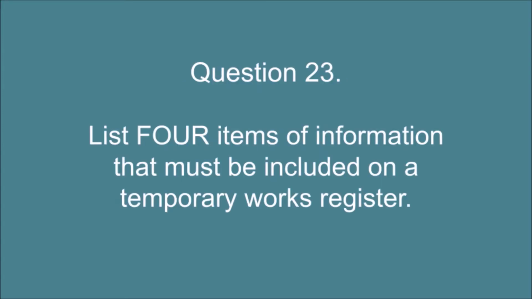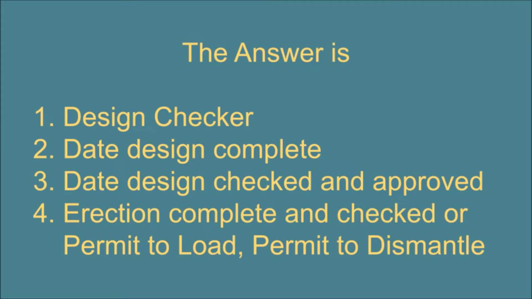Question 23. List 4 items of information that must be included on a temporary works register. The answer is 1. Design checker. 2. Date design complete. 3. Date design checked and approved. 4. Erection complete and checked or permit to load, permit to dismantle.